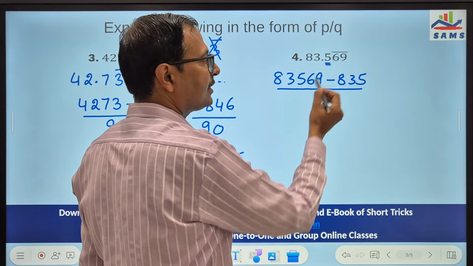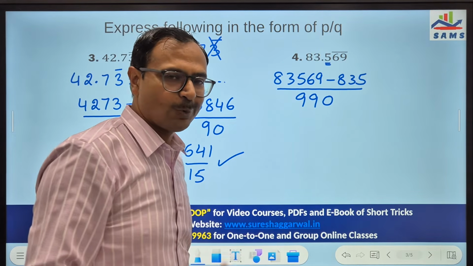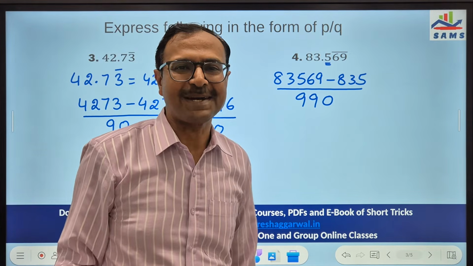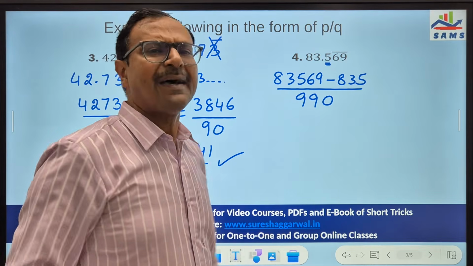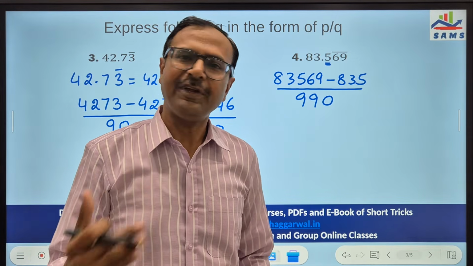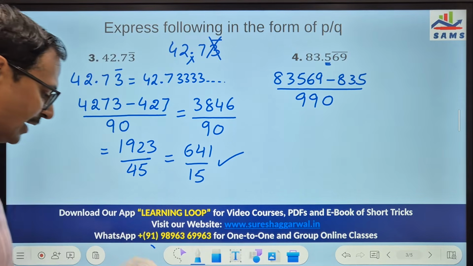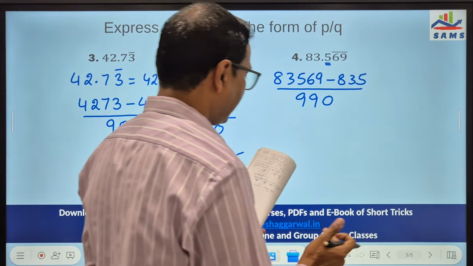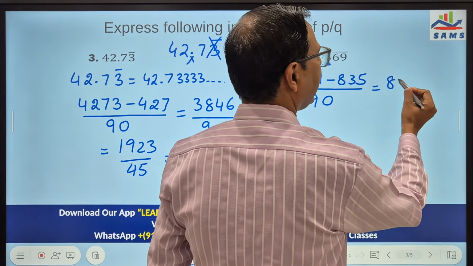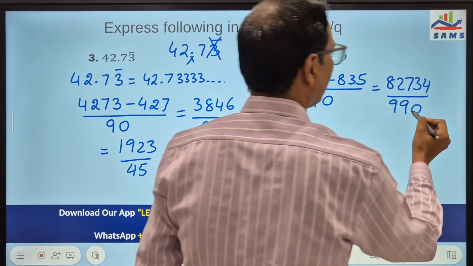And in the denominator, how many nines? Because two digits are under the bar, 2 nines, one digit not under the bar, so 10. Now this is the important step. Once you get through this, the rest is elementary addition, subtraction and cancelling of the common factor between numerator and denominator. So the thing which you get here after subtraction is 82734, and divide by 990.